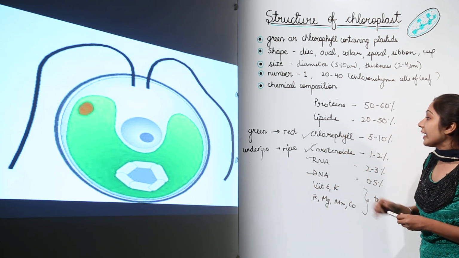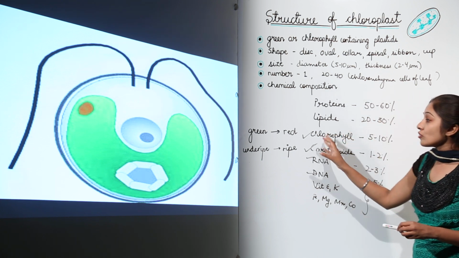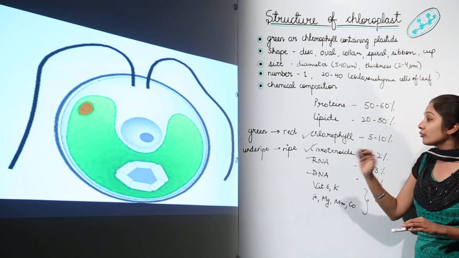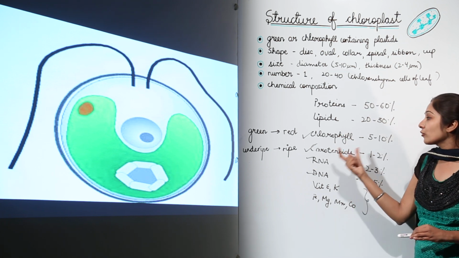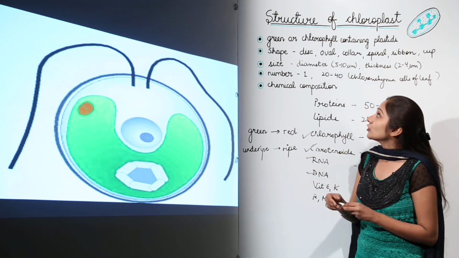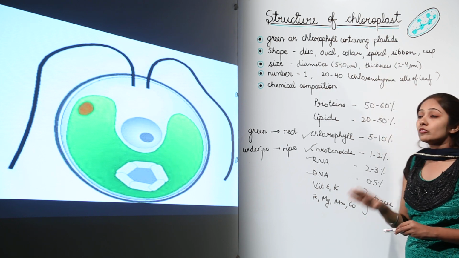And remember that both chlorophyll and carotenoid pigments are present, but in case of underripe fruits, the green pigment is more pronounced. But when the fruit actually ripens, carotenoids are going to mask this green pigment, this chlorophyll pigment, okay. So this is how, I hope that the introduction to the structure of chloroplast is very clear to you.